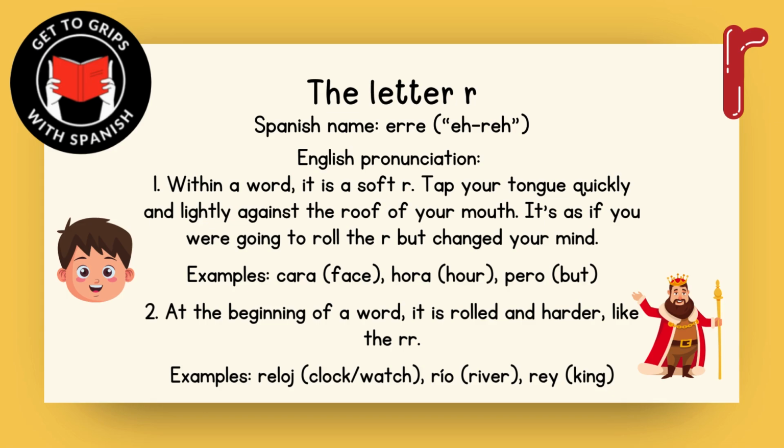At the beginning of a word, it's a rolled and harder R like a double R. So for example, reloj means clock or watch, río means river, and rey means king. So we've got the soft R within a word, like cara, hora, and pero, or at the beginning of a word, you have a rolled R, reloj, río, rey, and that's the letter R.